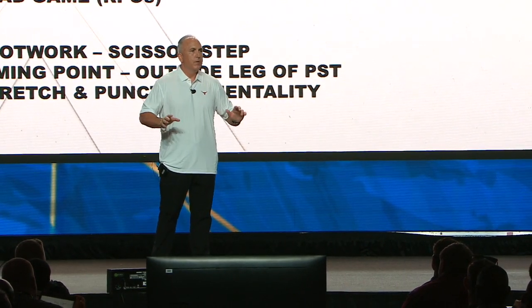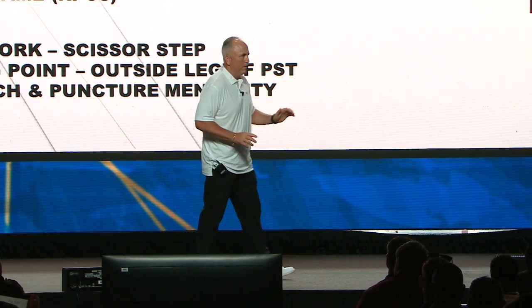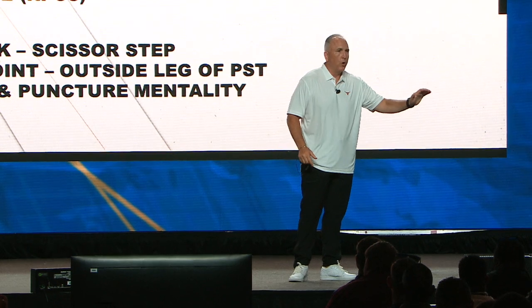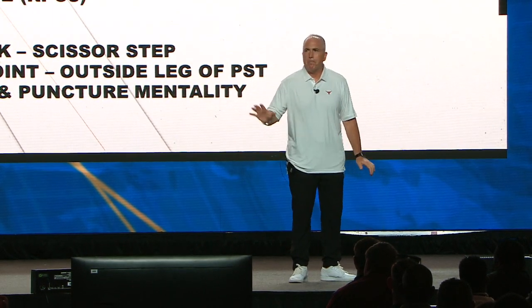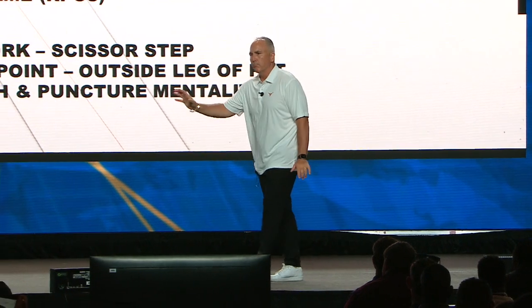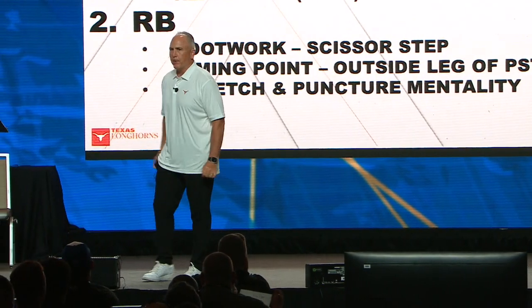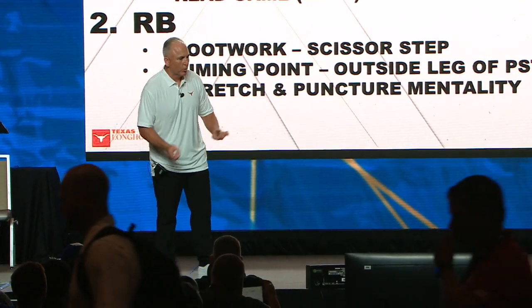Okay, now, there's two types of marks in football. There's landmarks that don't move, like the numbers on the field, they don't move. And then there's man marks. Man marks move. Okay, so we are chasing these aiming points, and they're moving with us at the running back position. So we're going to chase them.